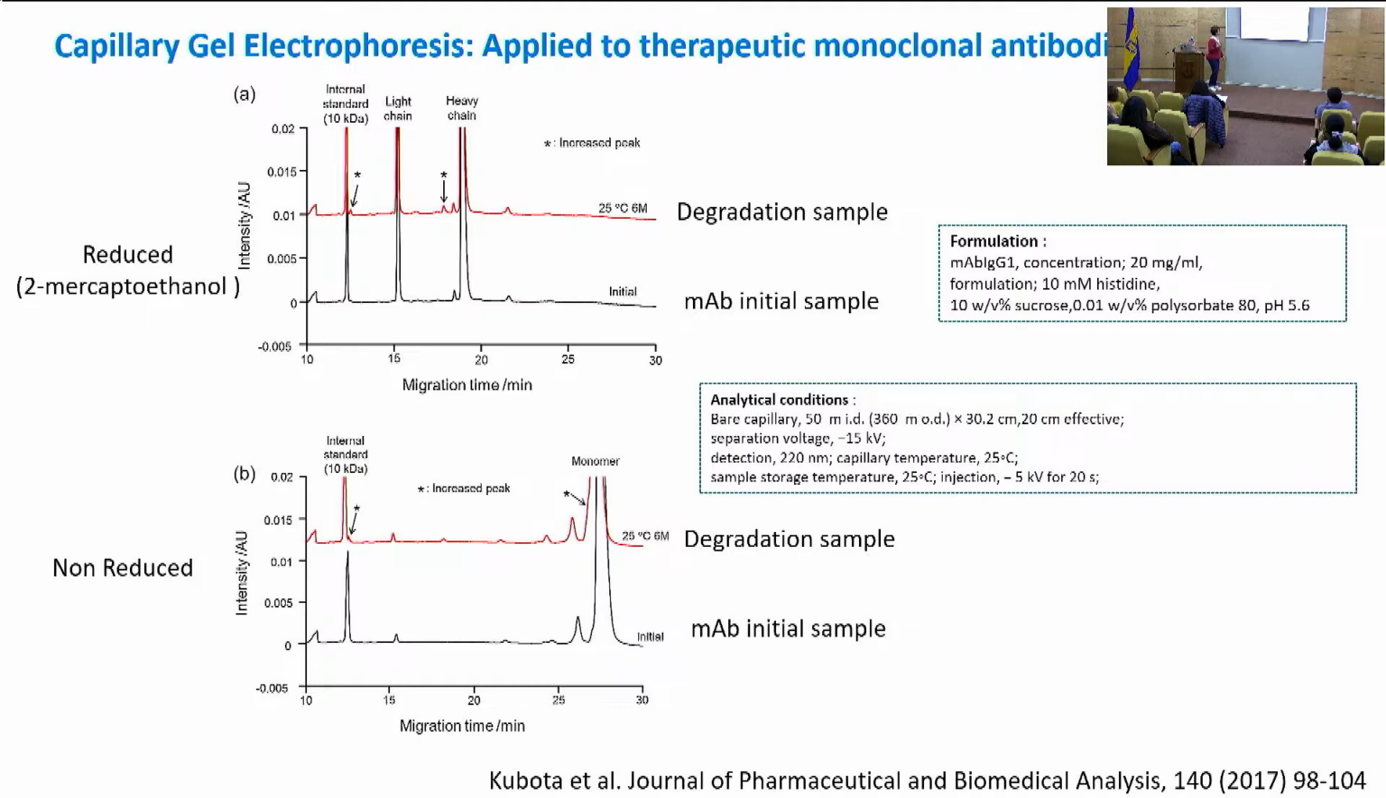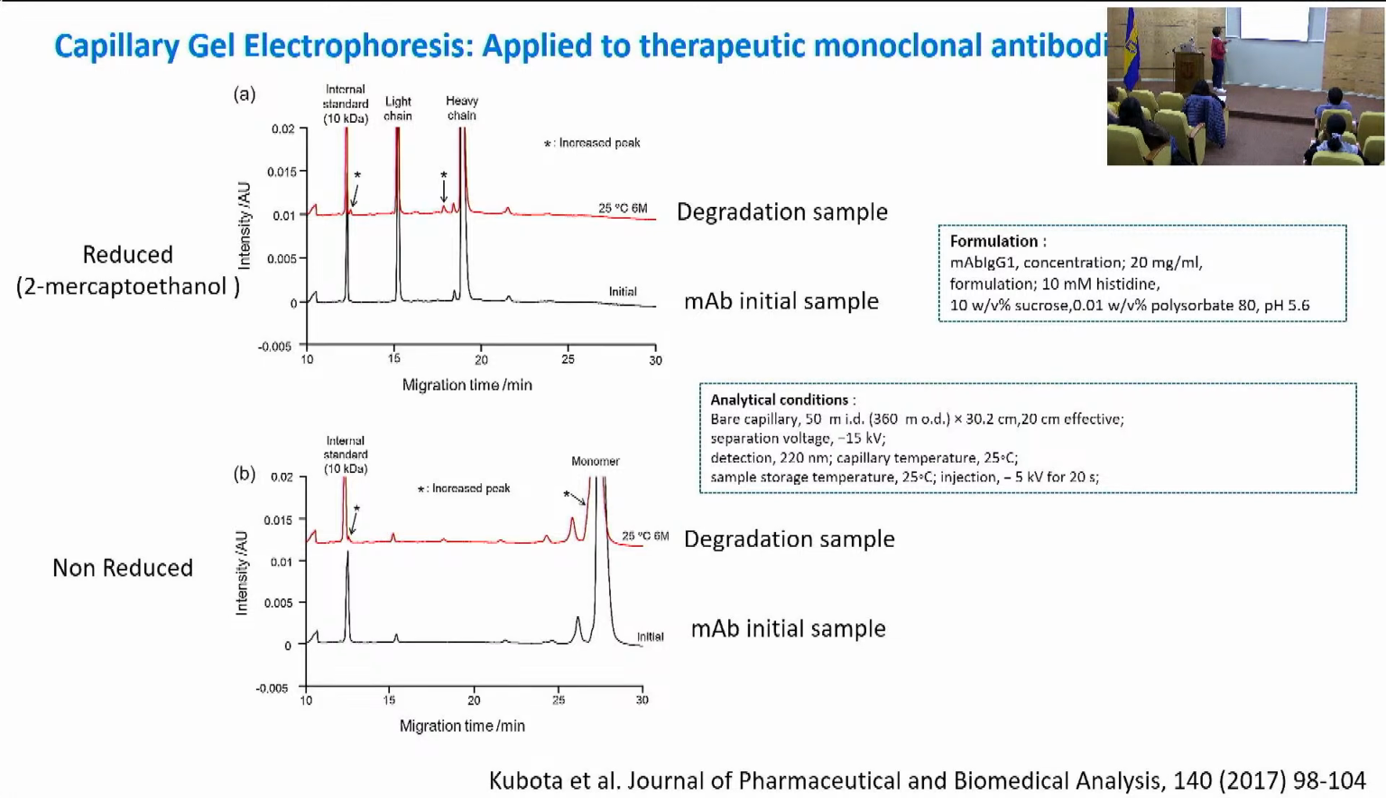I hope you will not be fed up at the end of the lecture with the therapeutic monoclonal antibodies. Here we can see that the mAb has been reduced with 2-mercaptoethanol, so the heavy chain of the mAb can be separated from the light chain. So you obtain 2 peaks.